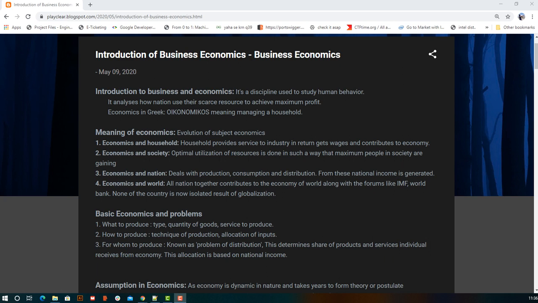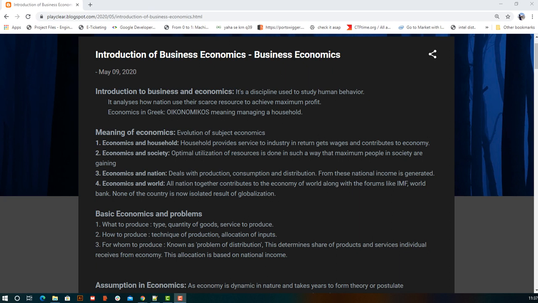Next is economics and society. Here the concentration is that the maximum number of people should benefit from the work that is going on in the country, so that the products are not only proper for consumption or for the production of the next form of material, but also useful for the laborers, and that also for the maximum number of laborers. At that point comes the optimal utilization.